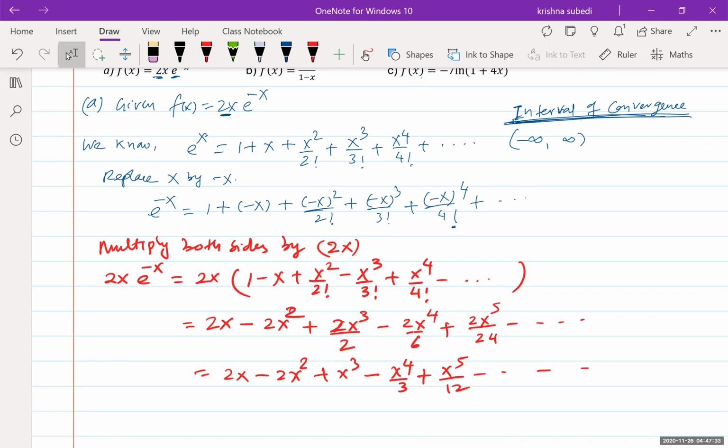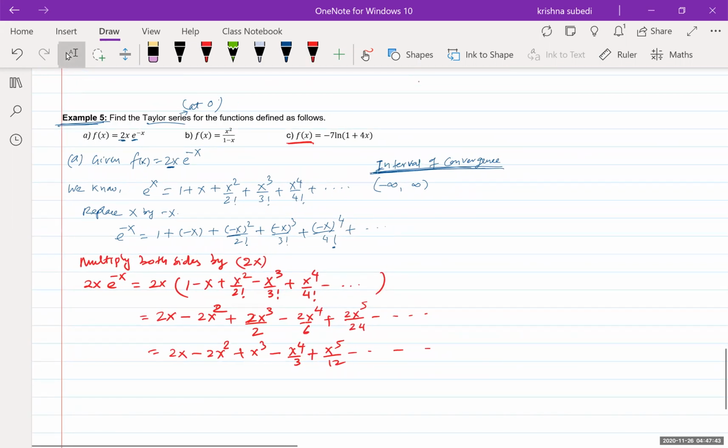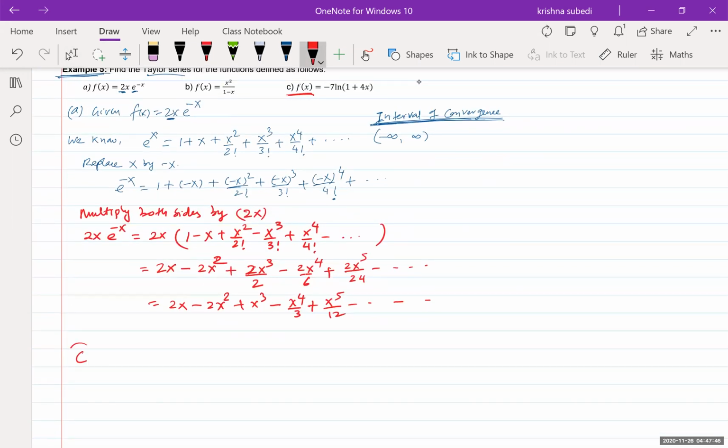All right, last question. So I need 2 extra minutes, I think. So let's try part C just for fun. Very similar idea, but let's try that and we'll be done. Part C, the given function is negative 7 ln(1 plus 4x).